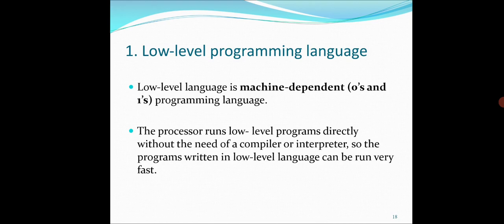Low level language is machine dependent. The programs which are written in zeros and ones are called low level language. The processor runs low level programs directly without the need of a compiler or interpreter. So programs written in low level language can be run very fast.